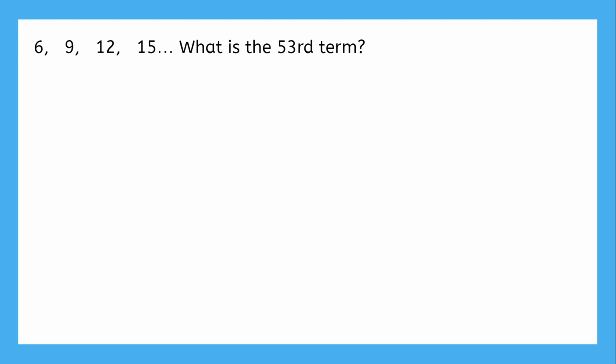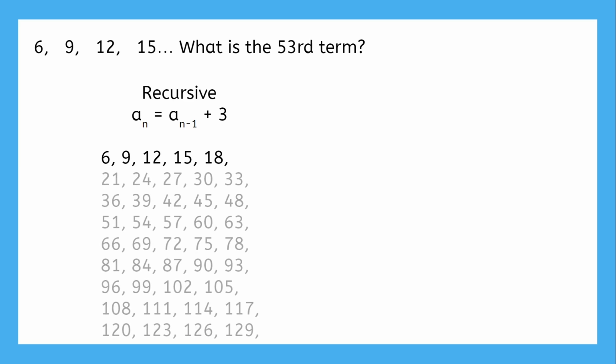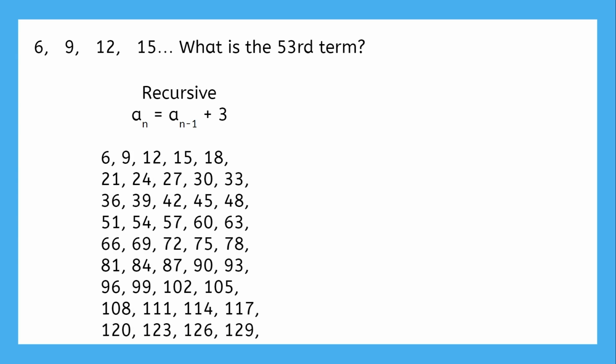If we have a sequence that starts at 6 and has a common difference of 3, how would we find the 53rd term? We could try using the recursive formula, but that requires us to work through every term leading up to the 53rd. We start with 6, then add 3, and add 3 again, and again, and again, over and over, never stopping until you've got a list of 53 numbers. This will take a long time.